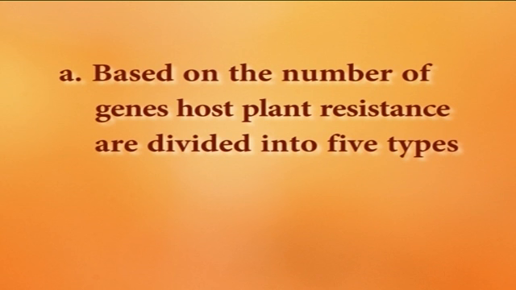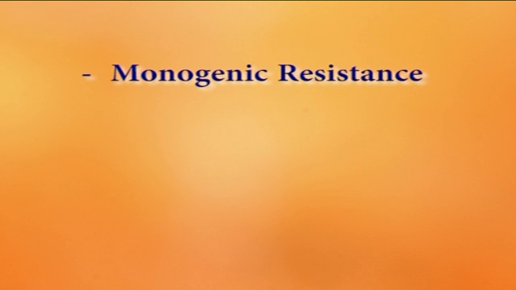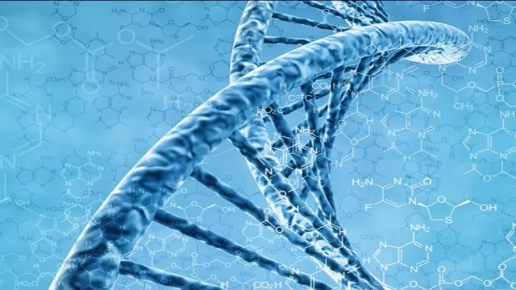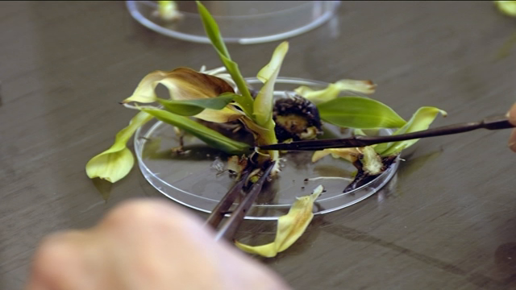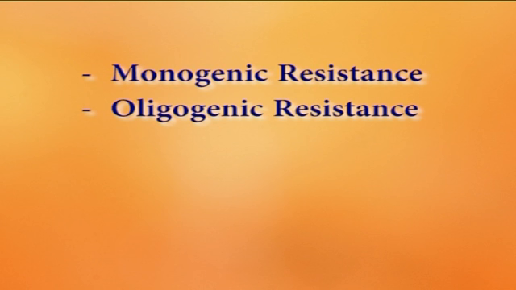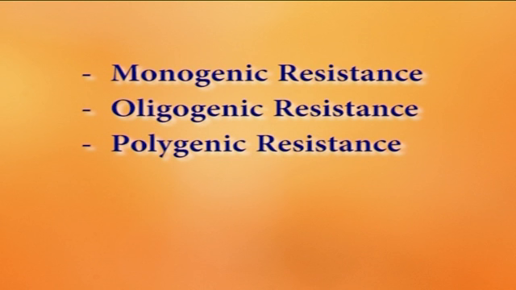Based on the number of genes, host plant resistance is divided into 5 types. They are monogenic resistance, controlled by a single gene. They are easy to incorporate into plants by breeding and easy to break also. Next is oligogenic resistance. It is controlled by a few genes. Next is polygenic resistance. It is controlled by many genes.